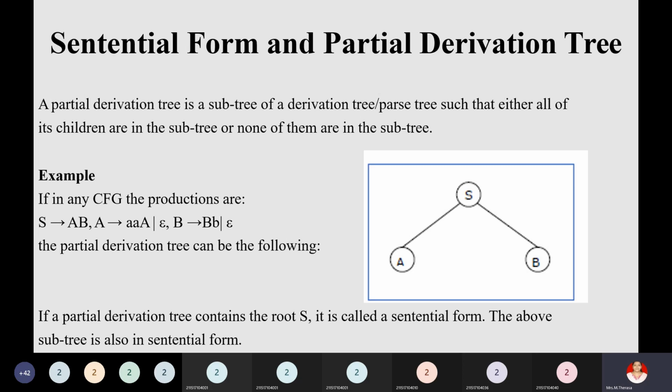And we have learned sentential form and the partial derivation tree. A partial derivation tree is a subtree of the derivation tree such that either all of its children are in the subtree or none of them are in the subtree. And we know that if the partial tree contains the start node, then the tree is called the sentential form.